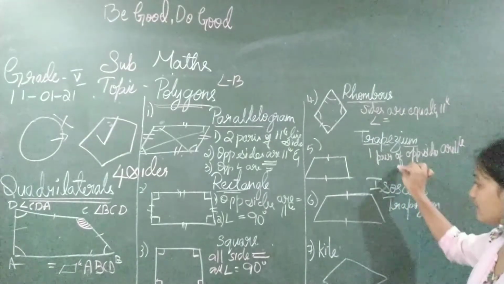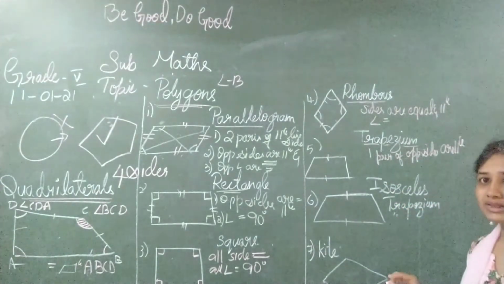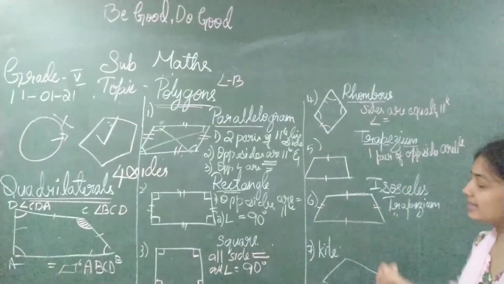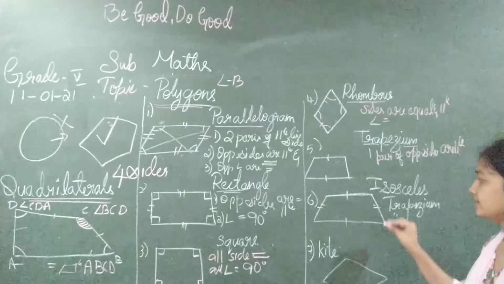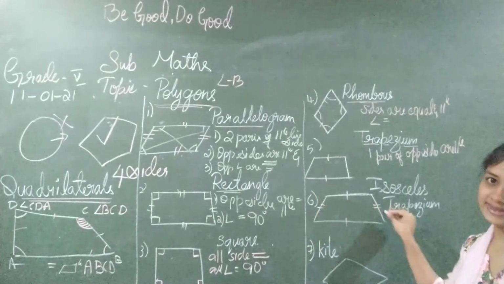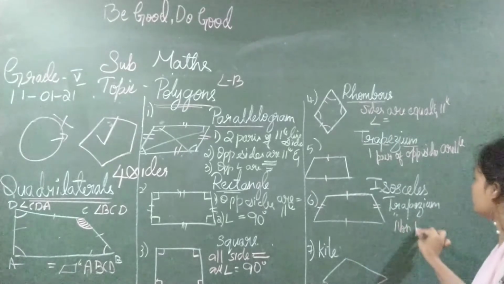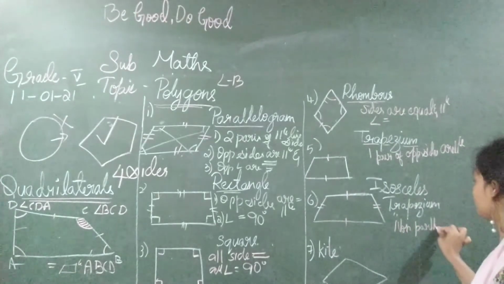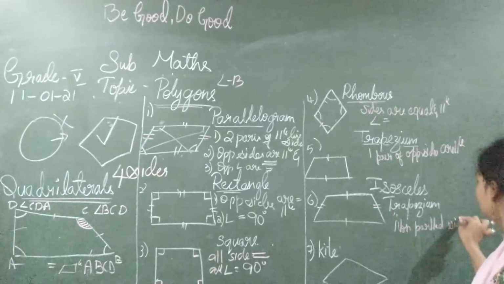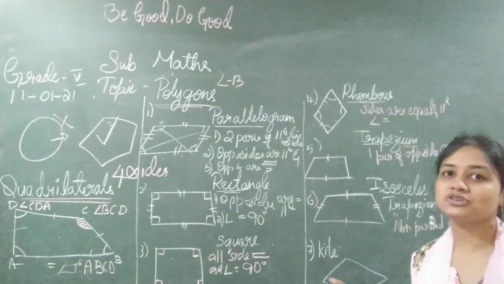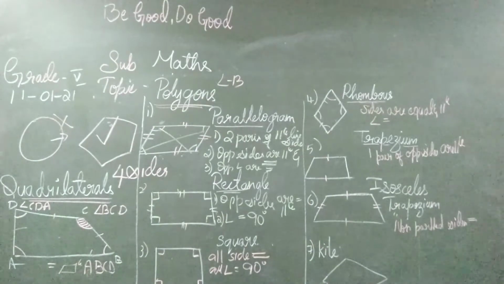So just like this, same point. And one more extra point is that the other pair of sides are equal. The non-parallel sides here are equal. So let me write that point: non-parallel sides are equal. So that is special about this trapezium.